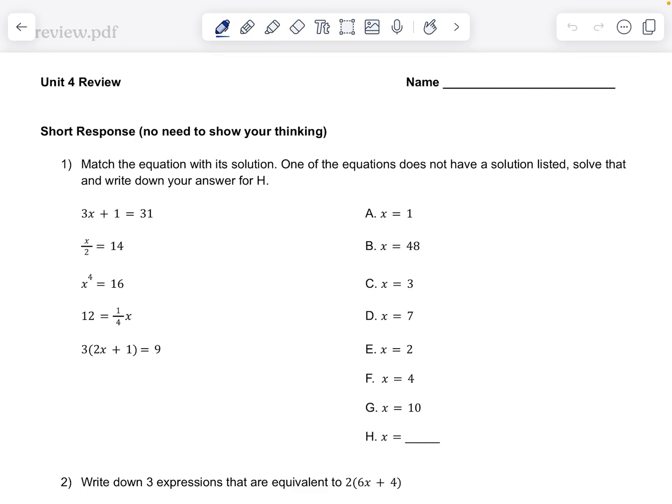So for question number 1, match the equation with its solution, and one of those doesn't have a solution over there to the right. So I'm just going to kind of explain how I thought about these problems, but how you thought about them might be a little bit different.